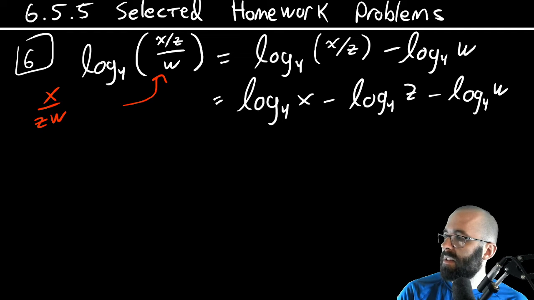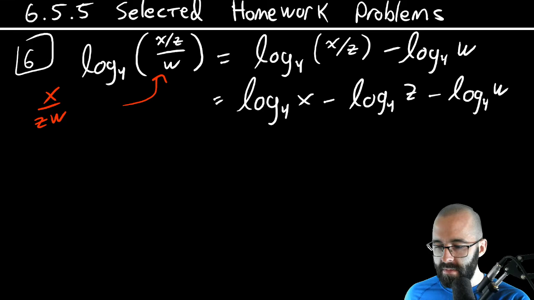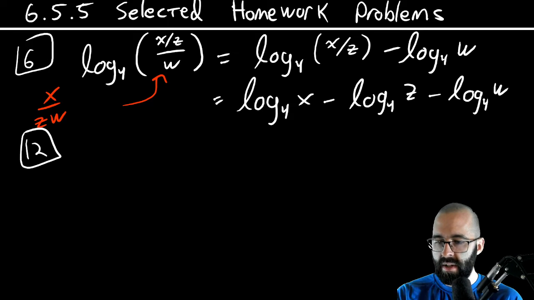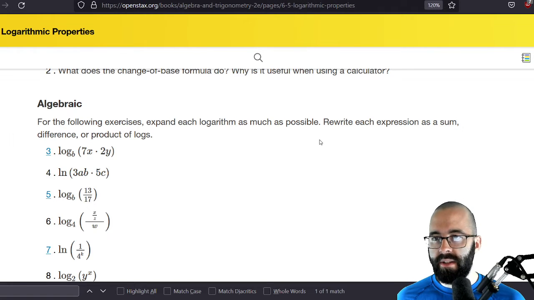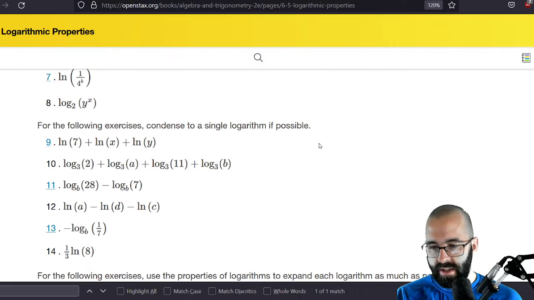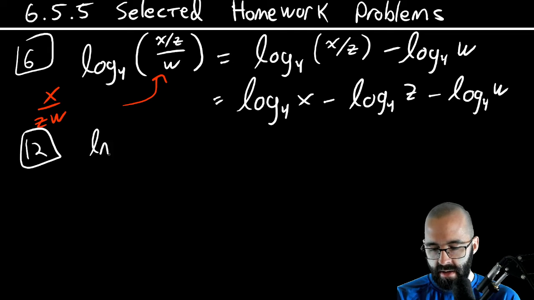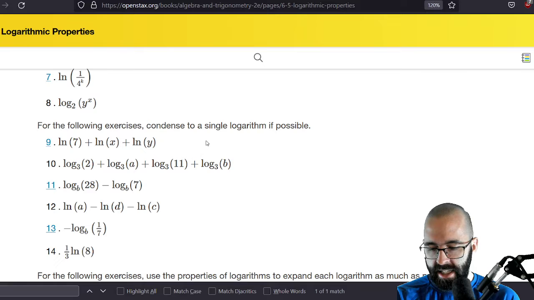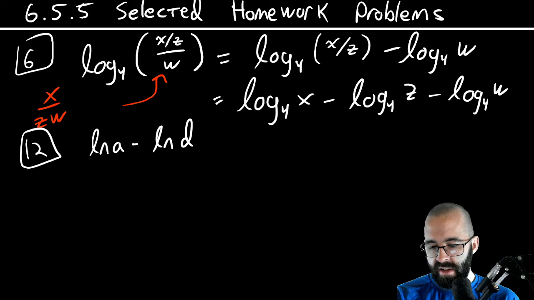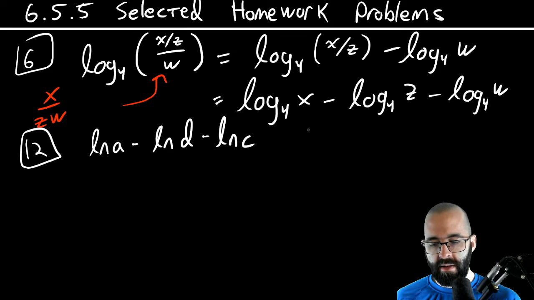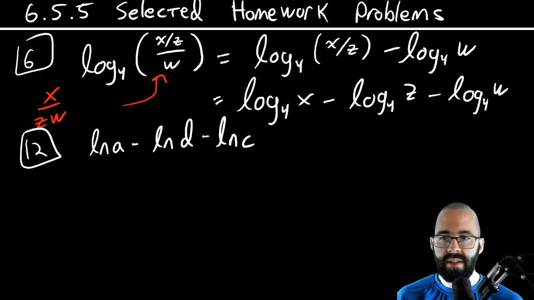Next up, look at number 12. Number 12 from the book says, condense into a single logarithm ln a minus ln d minus ln c. Everything with a positive is going to be on top. Everything with a negative is on the bottom. You could also do this in multiple steps.